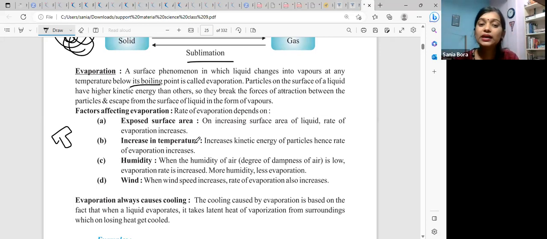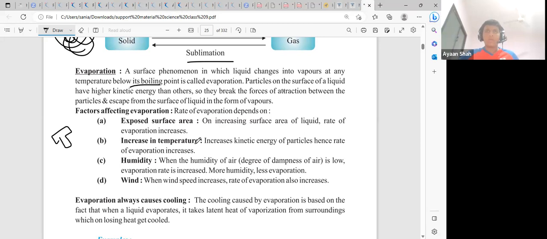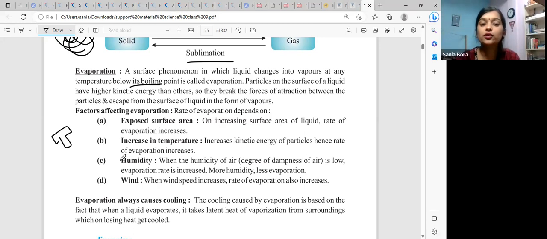Okay. Now, increase in temperature. For example, there's a sunny day and there is a rainy day. On which day will your clothes dry earlier? On the sunny, hot, windy day, right? So over here, a hot day increases the kinetic energy of particles, hence the rate of evaporation increases. What happens when you increase the temperature? The kinetic energy also increases. And I already told you, when kinetic energy increases, the speed of particles increases, right? So what is the relation? If you increase the temperature, kinetic energy will increase. And when kinetic energy is increasing, automatically the speed of particles will increase and they will quickly convert from liquid to gas form. Clear?